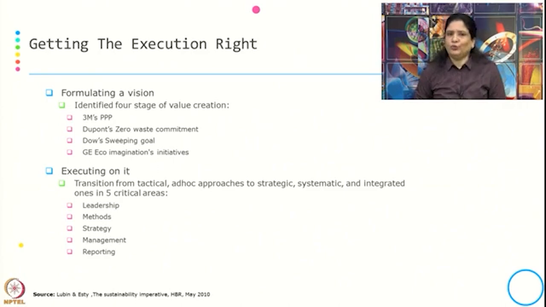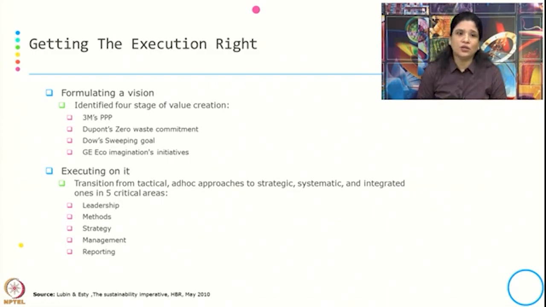Then they say that once you formulate the vision and have identified the four stages of value creation, the next challenge is how you execute on it. For executing, the first thing needed is a transition. And what is this transition? The transition has to be from a tactical, ad hoc approach to a strategic, systematic and integrated one, and five critical areas need to be addressed.